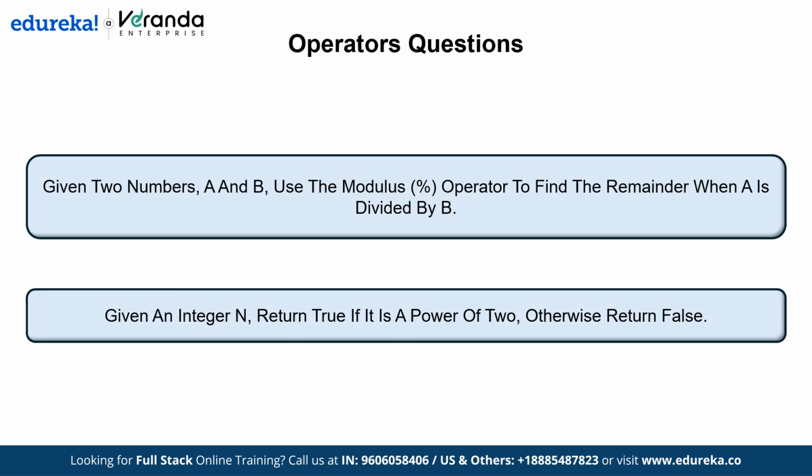So we have these 2 questions on operators here. The first question is: given 2 numbers a and b, use the modulus operator to find the remainder when a is divided by b. And the second question is: given an integer n, return true if it is a power of 2, otherwise return false. So we are just going to work on the first question, and the second question will be for your own practice. So now we will just solve this question.